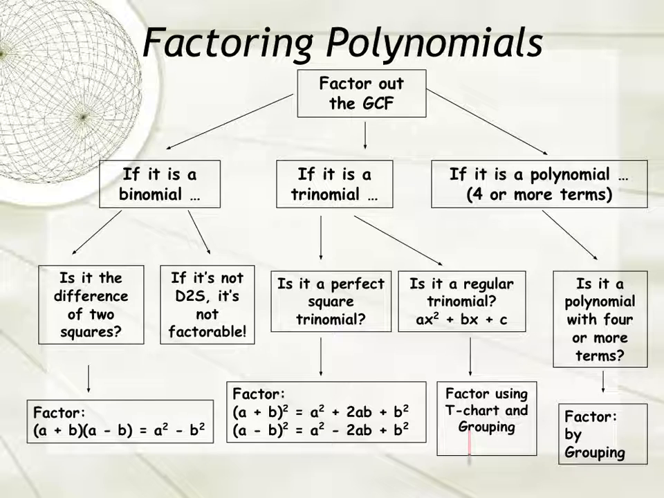If it's a polynomial of 4 or more terms, you're just going to factor it by grouping, and that's it. So let's see how that works in the next following 5 problems.